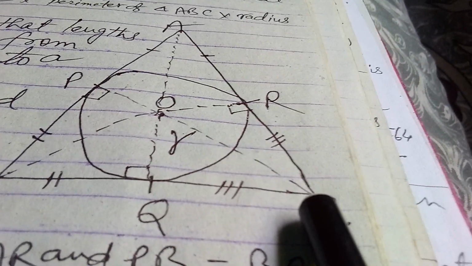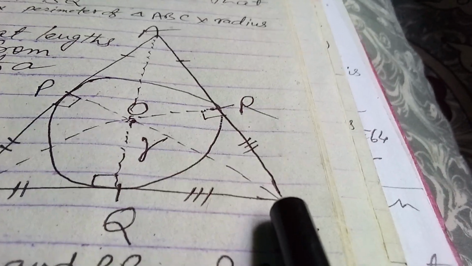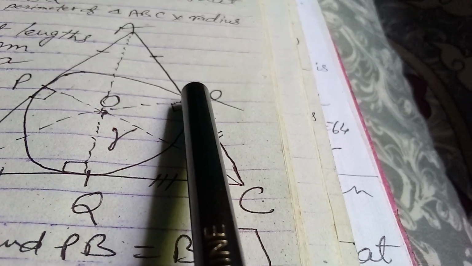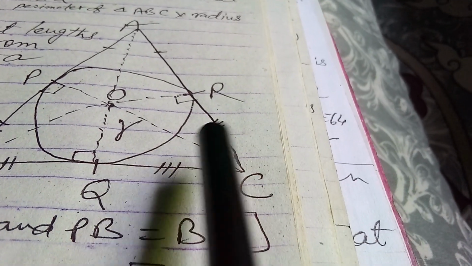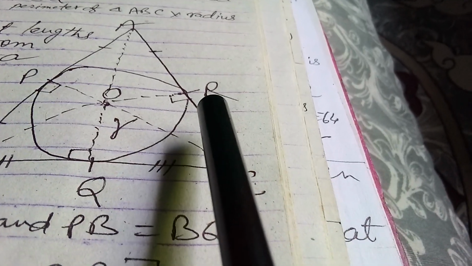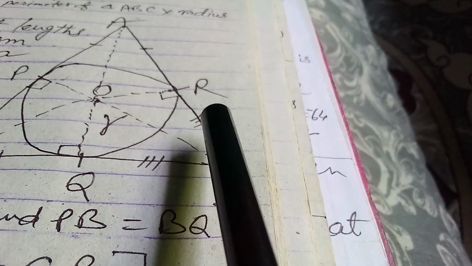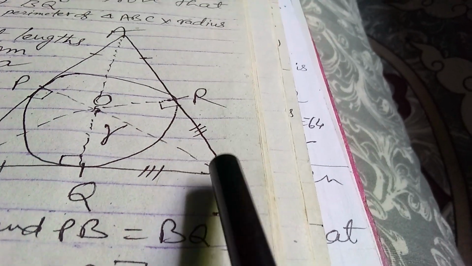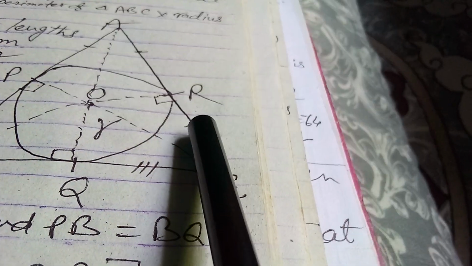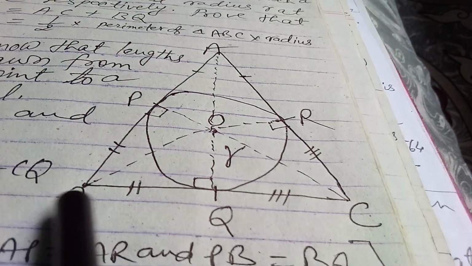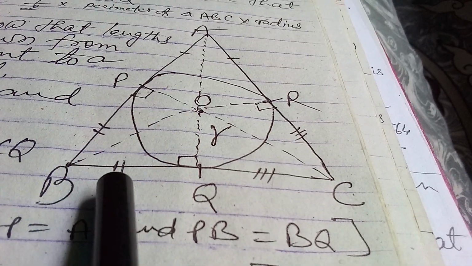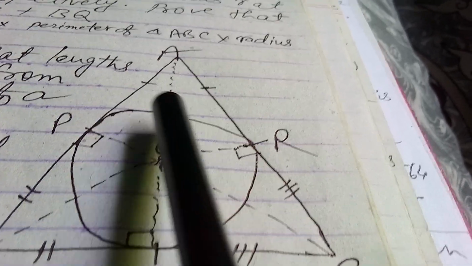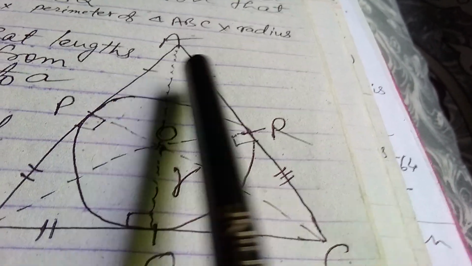Similarly, C is the external point, and from C two tangents CQ and CR are drawn, so they are also equal. Here those tangents which are equal to each other have been marked with strokes. So CQ equals CR, both have triple strokes. BQ equals BP, both are double stroked. And AP equals AR, here it is single stroke. That means they are equal.